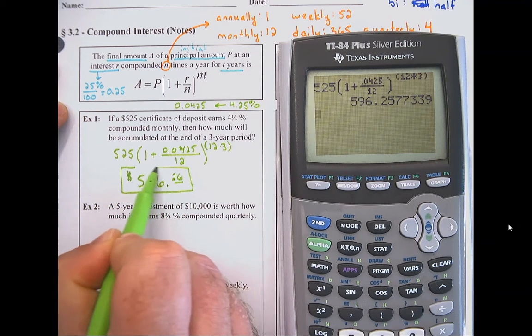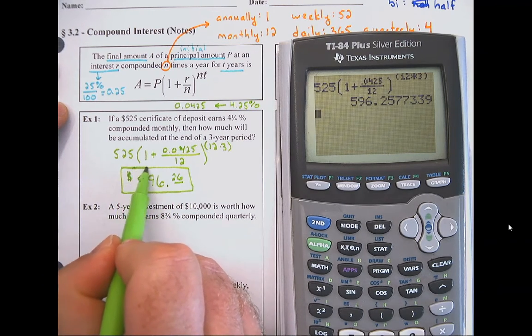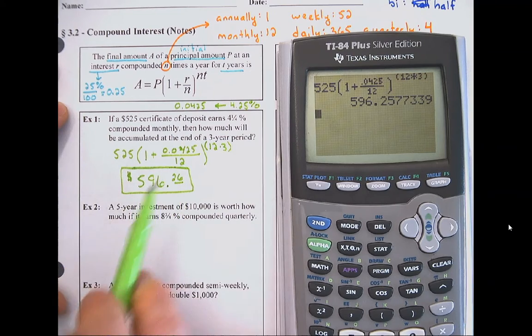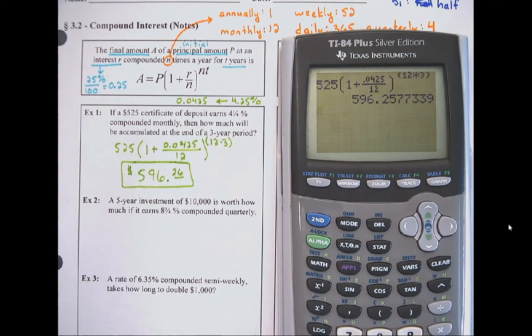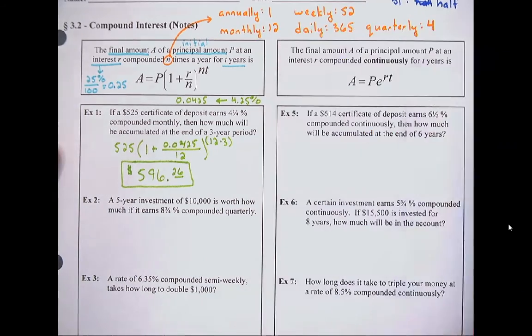And your dollar symbol goes in front of money. I don't know why I see this a lot lately. People put the dollar sign at the end. I know we say 596 dollars, but we put the dollar symbol in front. All right, let's have you pause and try to do example 2 on your own.